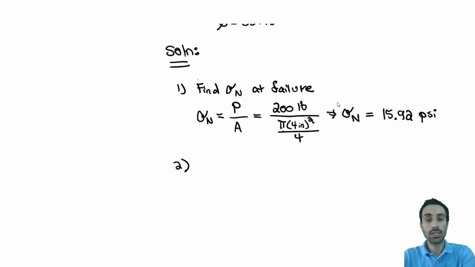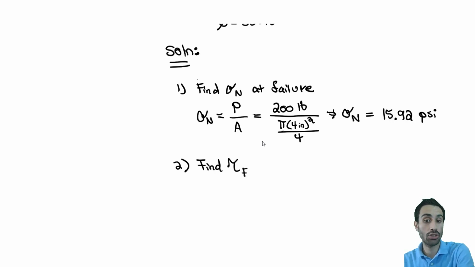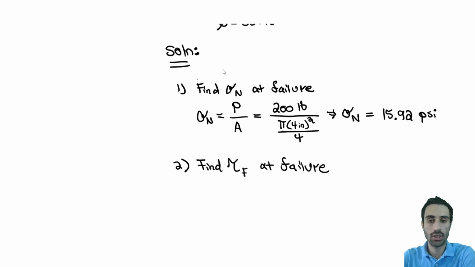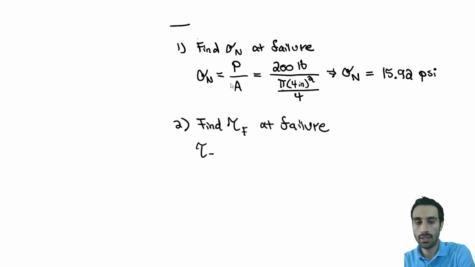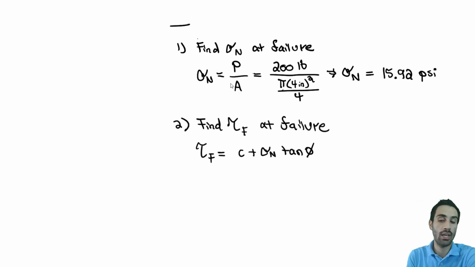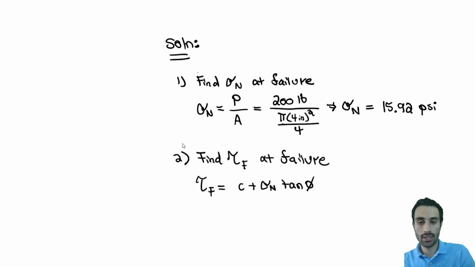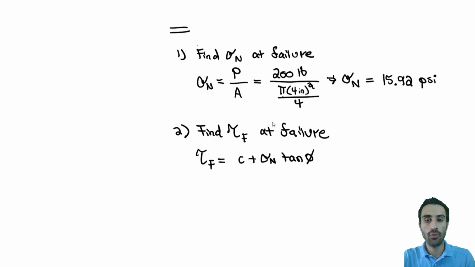Step two. Step two, we said, is to find the shear stress at failure. Let's call it tau F, the shear stress at failure. Tau F is given by the equation in the FE Handbook. It's the cohesion plus sigma n times tan of the angle of internal friction. We already know this: phi is given in the problem statement, 38.48.